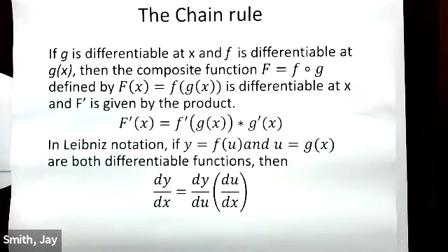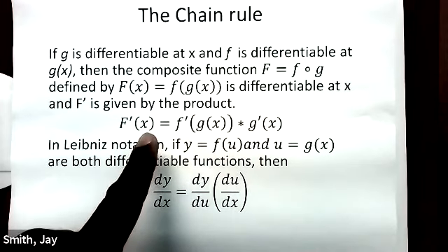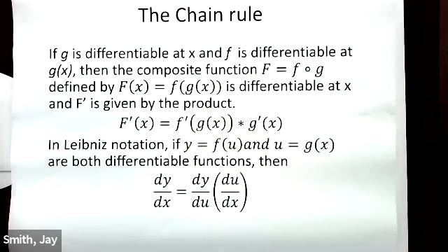All right, so by definition, the chain rule, or how we find a derivative of a composition of functions, states that if g is differentiable at x and f is differentiable at g of x, then the composite function f composed with g, defined by f of x is f of g of x, is differentiable at x, and f prime is given by the product. Or this is the formula: f prime of x, the derivative we're looking for, is equal to f prime of g of x times g prime of x.